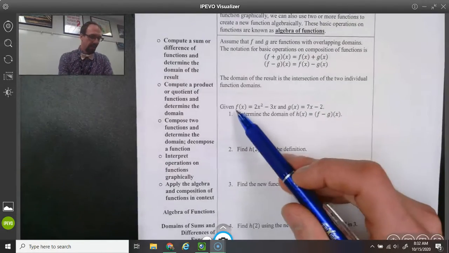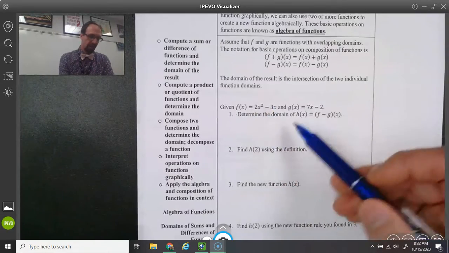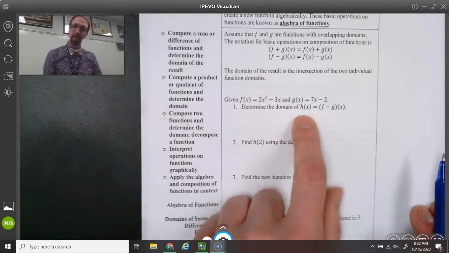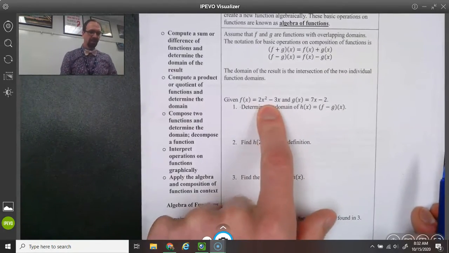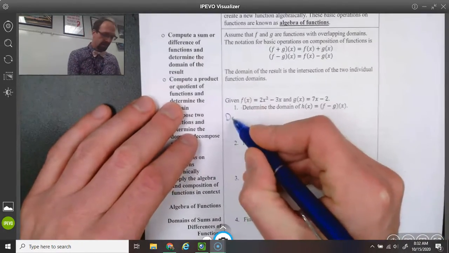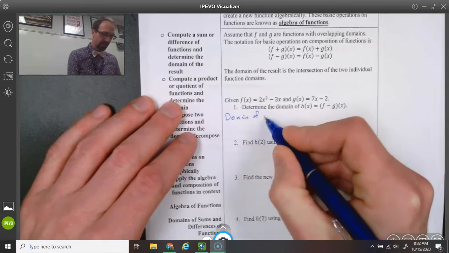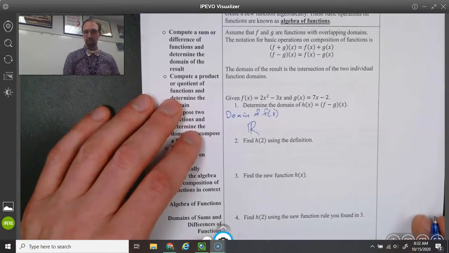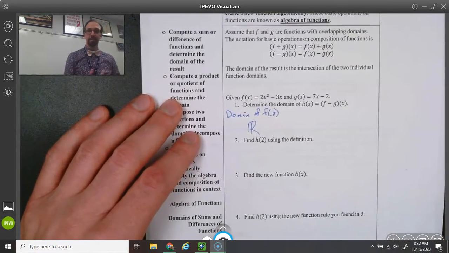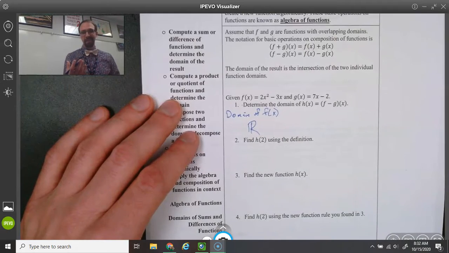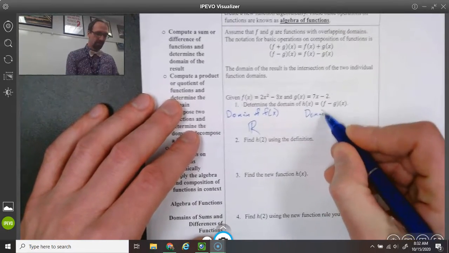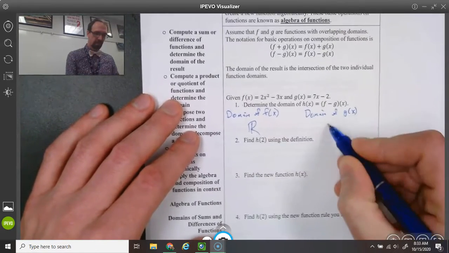So here I've given you f of x equals 2x squared minus 3x, and then g of x equals 7x minus 2. So I said determine the domain of h of x, where h of x is subtracting these two. The domain of f of x is going to be all real numbers. Remember, that's very simple: for all real numbers, I can have any value I want. Remember, domain matters if we have a square root or an even root, really, or if we're dividing by some variable. And then the domain of g of x is also going to be all real numbers.